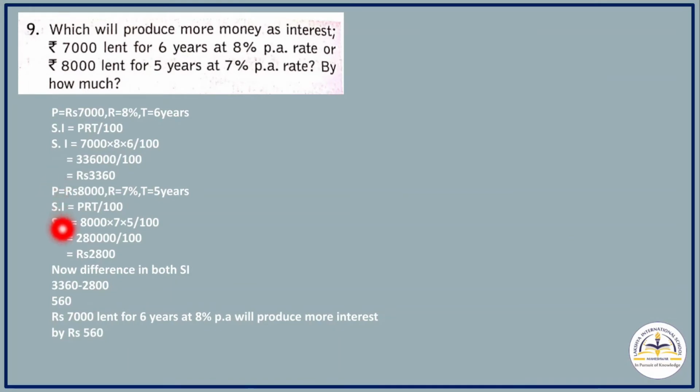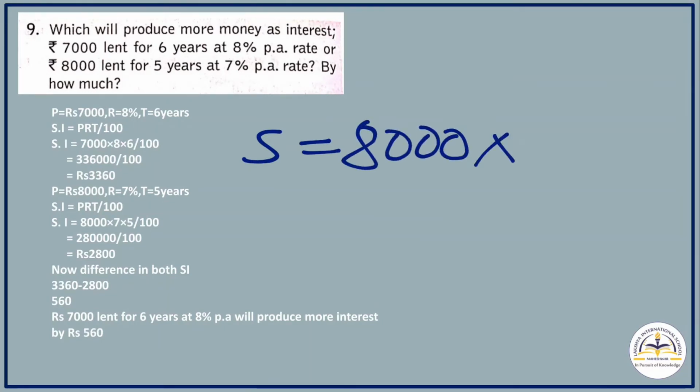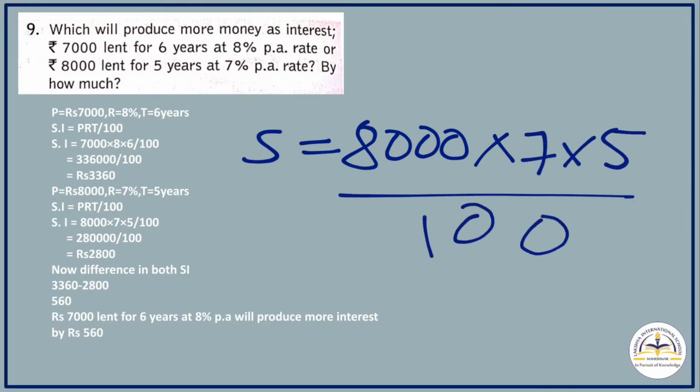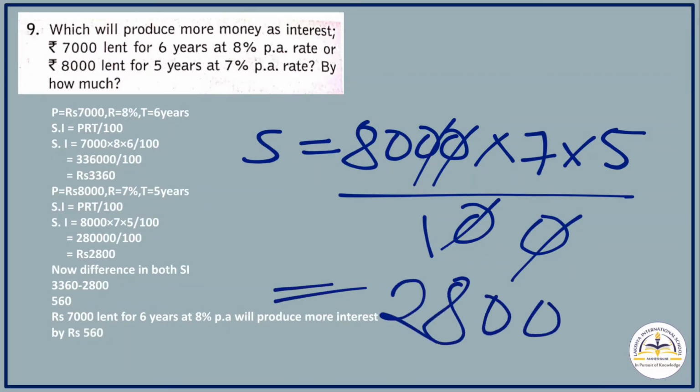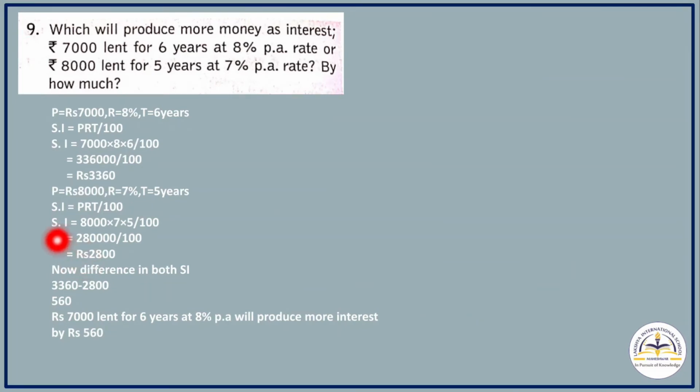Now for the second case, the principal is 8,000, time is 5 years and rate is 7% per annum. Now we will apply the same simple interest formula. The principal amount is 8,000, rate is 7 and time is 5 years. Divide by 100. Zeros cancel out. You have to multiply the values and you will get 2,800. So this will be the simple interest of the second one.